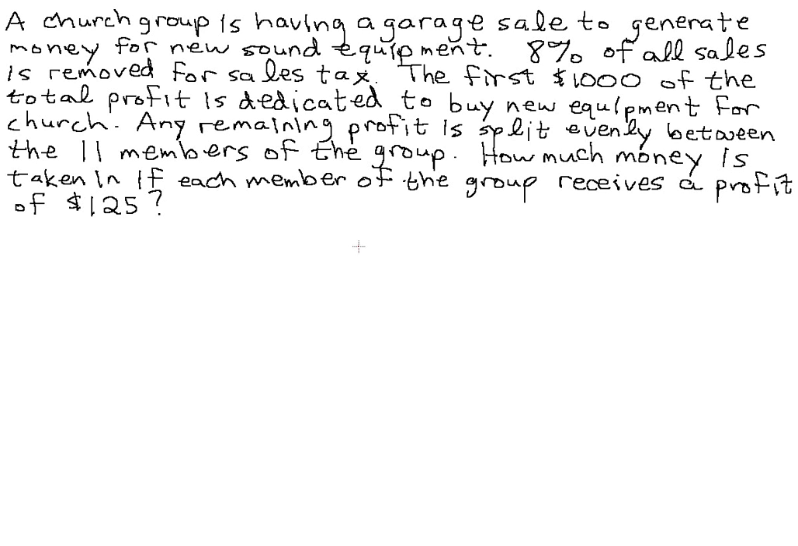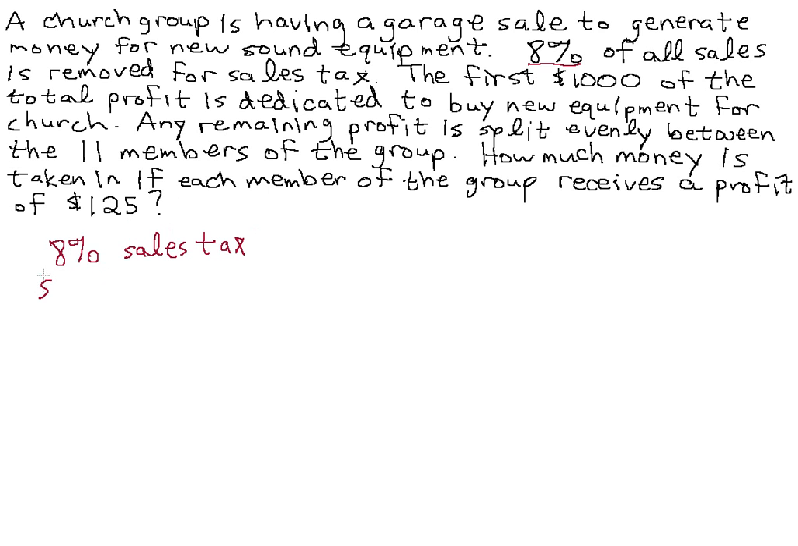We want to know how much money is taken in if each member of the group receives a profit of $125. Okay, so let's begin by extracting all the pertinent information and determine what exactly we are being asked to find. Our first piece of information is right here: 8% of all sales is removed for sales tax. So we're going to remove 8% for sales tax.